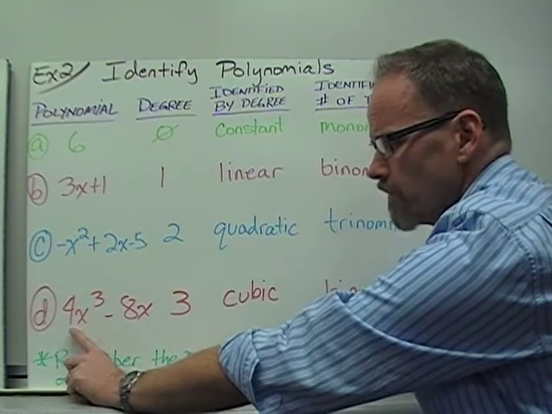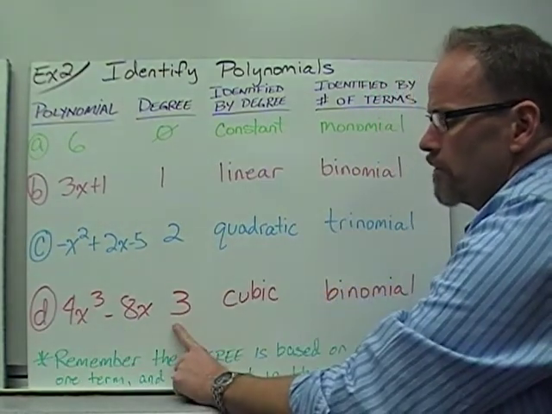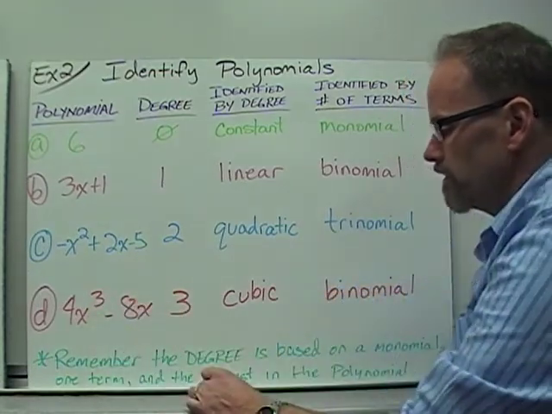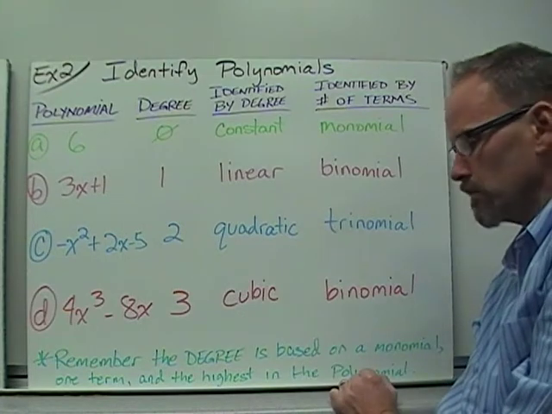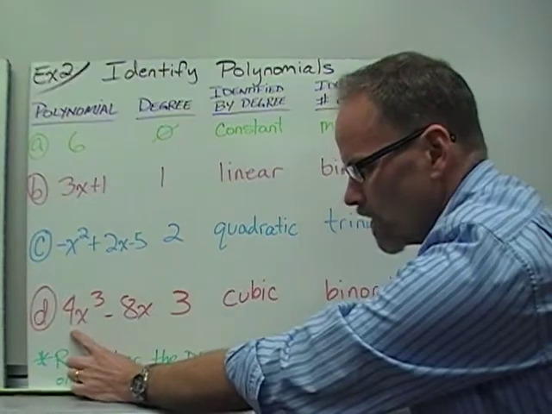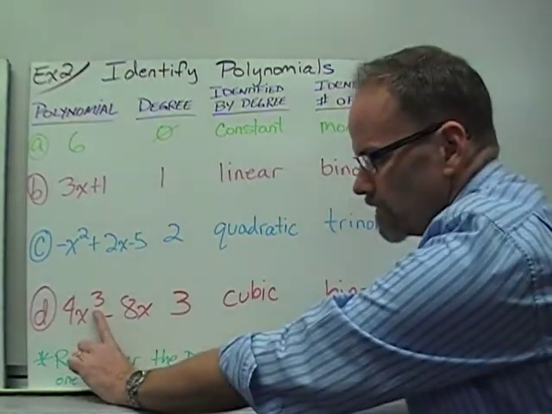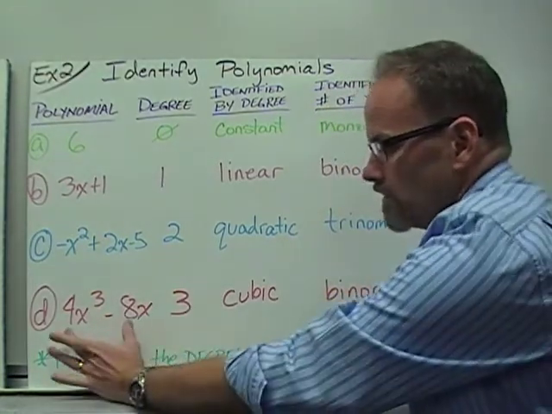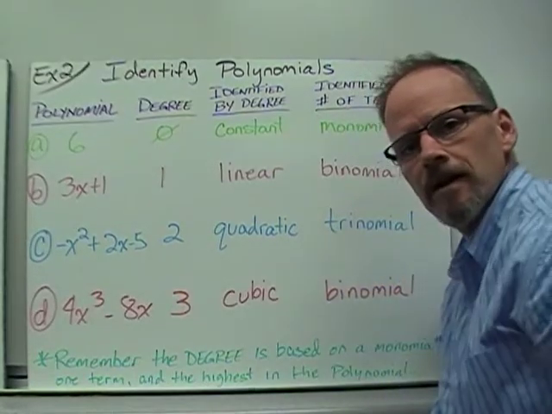This last one here, 4x cubed minus 8x. That degree will be 3 because the highest monomial right here has a degree of 3. Also known as a cubic. You might remember that with your volume problems. And this is a binomial because it only has 1, 2 terms. It's all right. I could have a degree of 5 or 10 or whatever. This is based on how many terms I see right there.